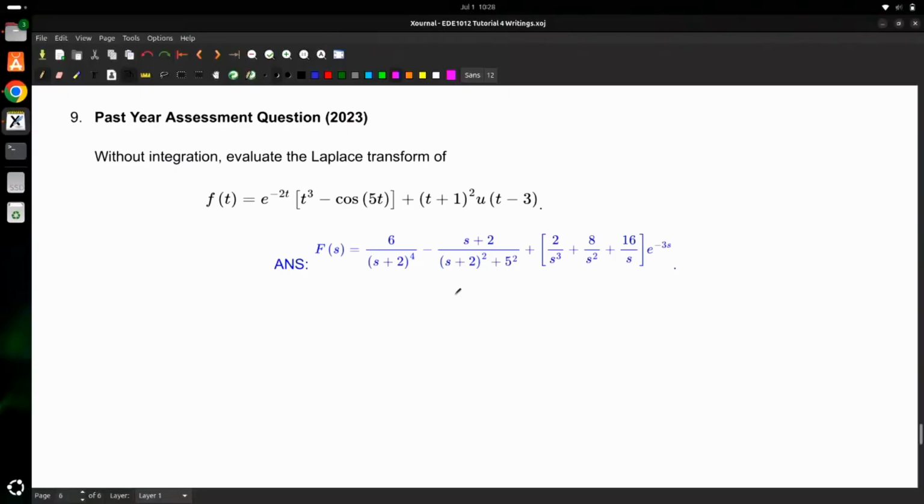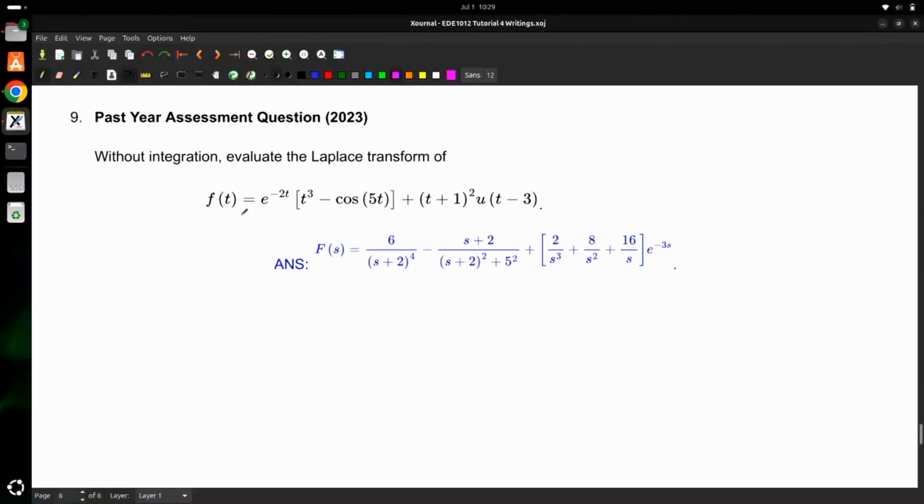Okay, so let's finish up. Maybe I'll just finish this question and end the class. This is telling you not to use integration, just use the table accordingly. But you see a bunch of terms, so you can apply the various Laplace transform properties to each and every term accordingly. The problem is, this part is no problem, this one is just S shifting. The problem is this part.